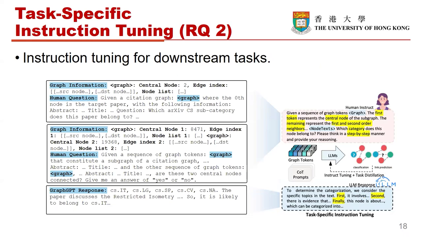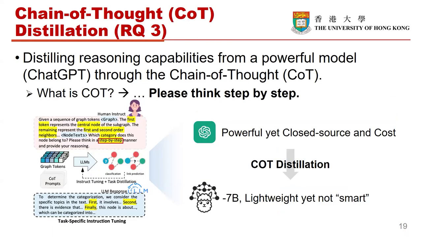And the second stage is task-specific instruction tuning. We use the instruction data about different datasets for the different downstream tasks. And here is the prompt template for node classification and link prediction. Then we answer question three by distilling reasoning ability from a more powerful model such as ChatGPT through chain of thought distillation.